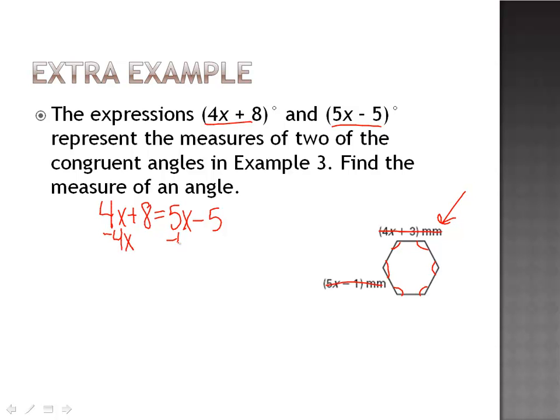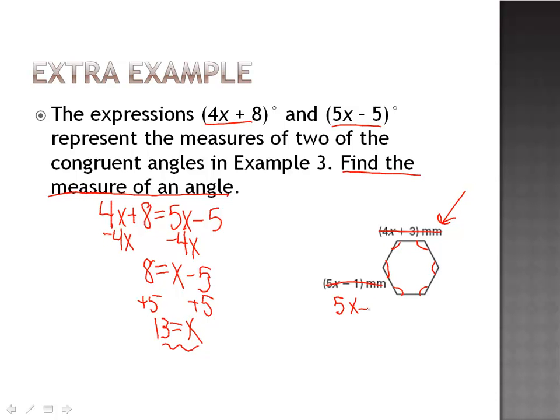I'll move my smaller variable. So I have 8 equals x minus 5. I can add 5 to both sides. x equals 13. So the question says, find the measure of an angle. Well, we found x, but we have not found the measure of an angle yet. So I'm going to plug my x into one of the expressions. So I've got 5 times 13, that's 65, minus 5 is 60. So we think our angle measure is 60.